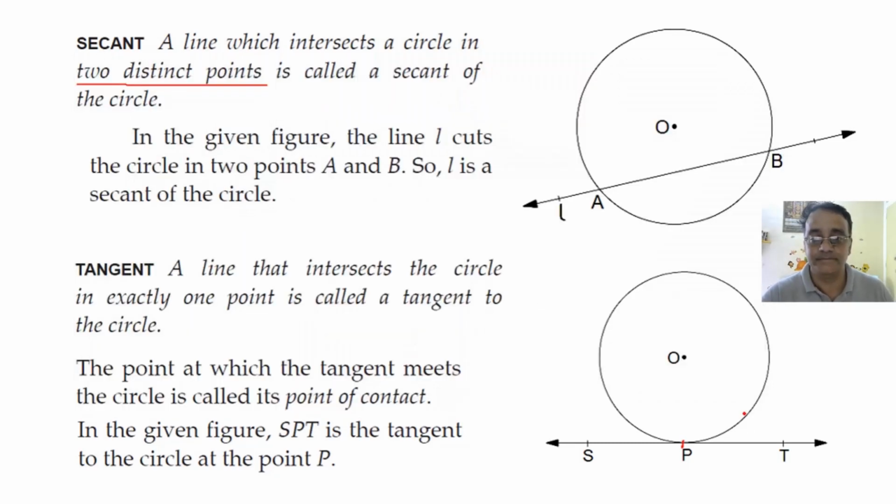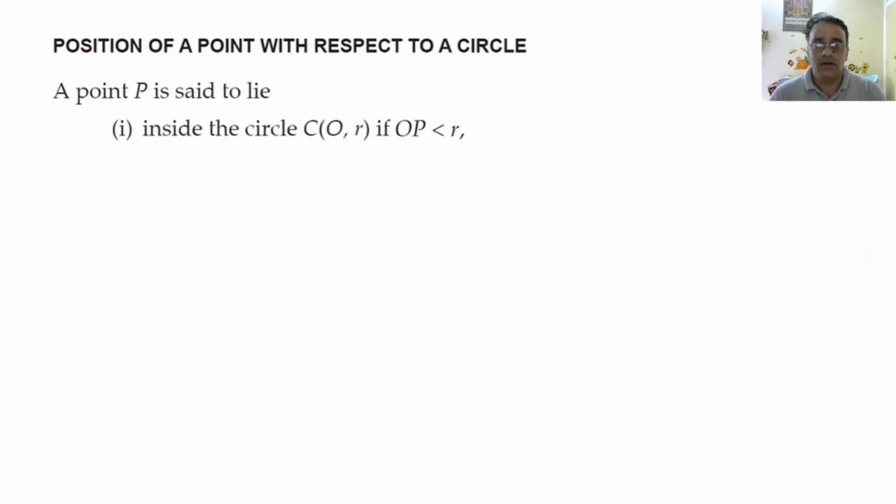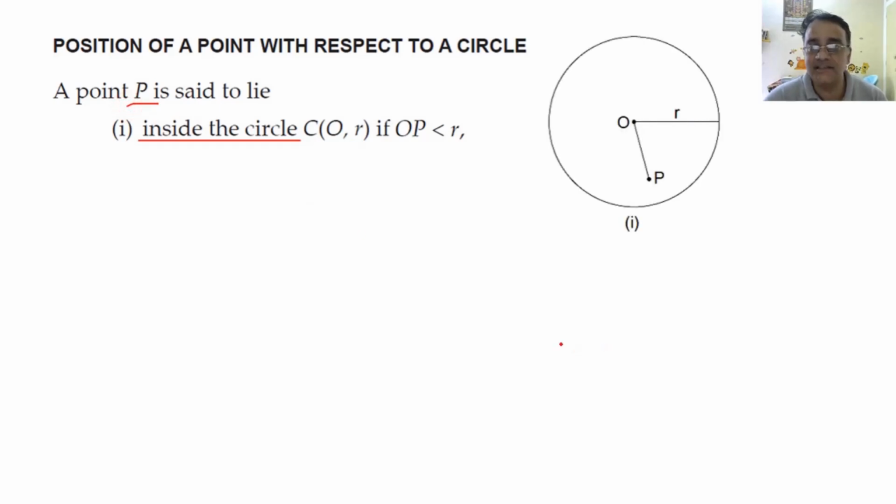Okay, now let us see the position of a point with respect to a circle. A point can either be inside the circle, or on the circle, or outside the circle. So there are three possibilities. I am going to take the first one, when the point lies inside the circle. Let the point P lie inside the circle, this point. So this length OP is always less than the radius.